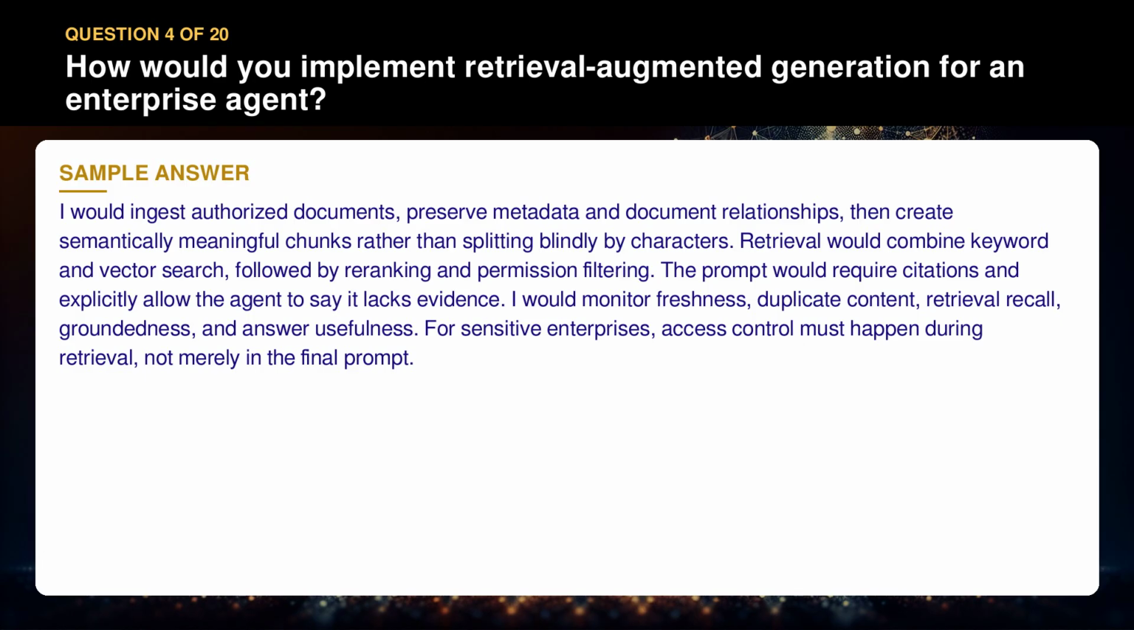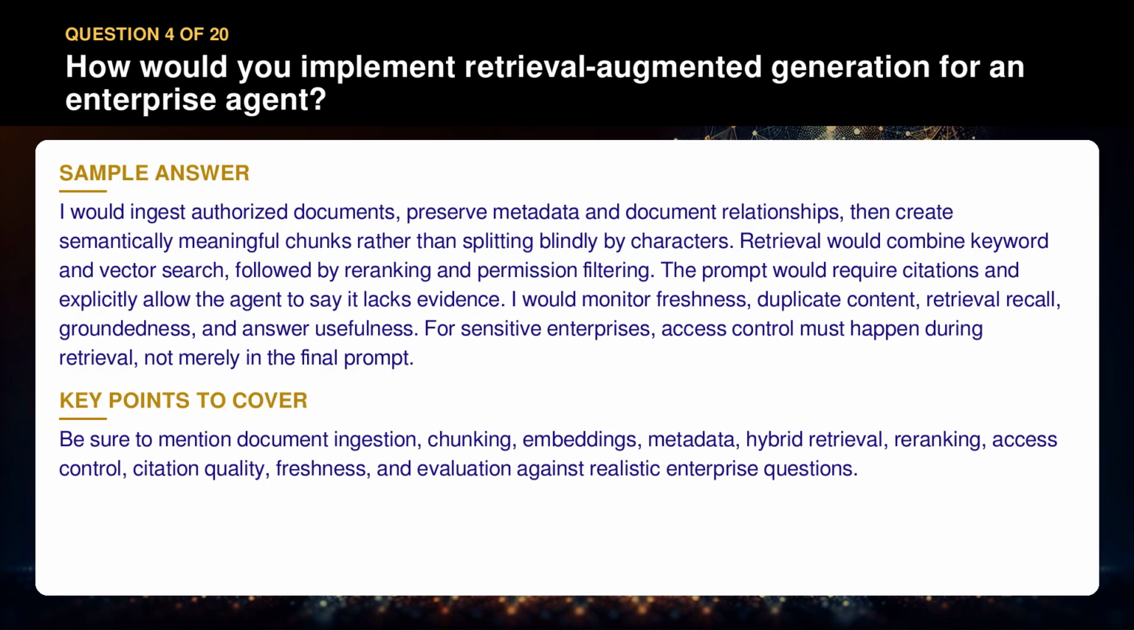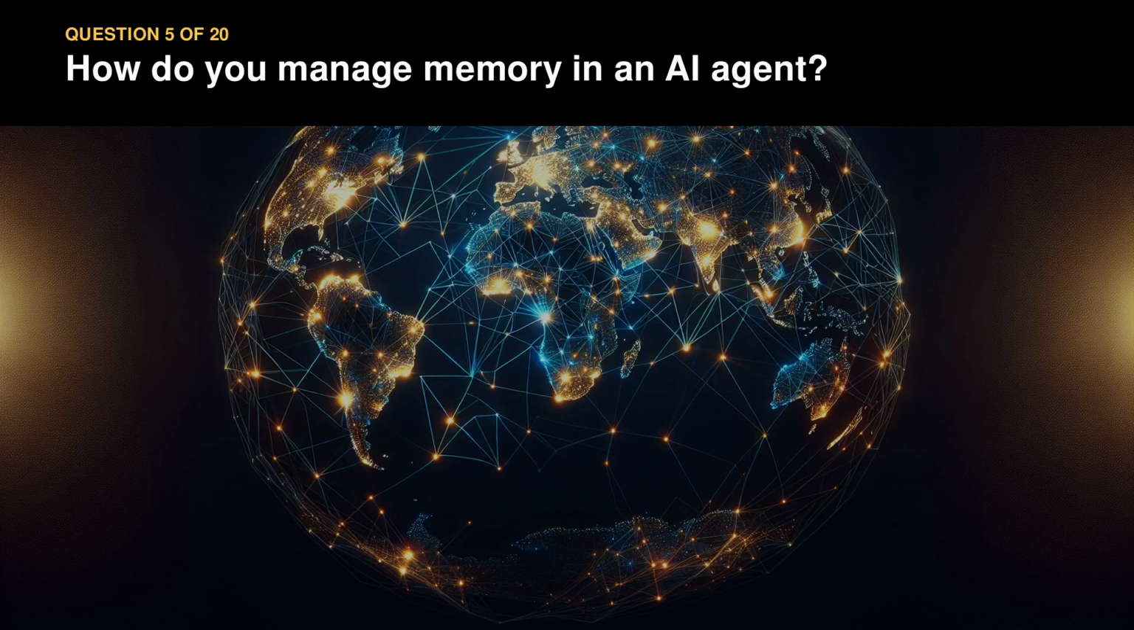I would monitor freshness, duplicate content, retrieval recall, groundedness, and answer usefulness. For sensitive enterprises, access control must happen during retrieval, not merely in the final prompt. Be sure to mention document ingestion, chunking, embeddings, metadata, hybrid retrieval, re-ranking, access control, citation quality, freshness, and evaluation against realistic enterprise questions.